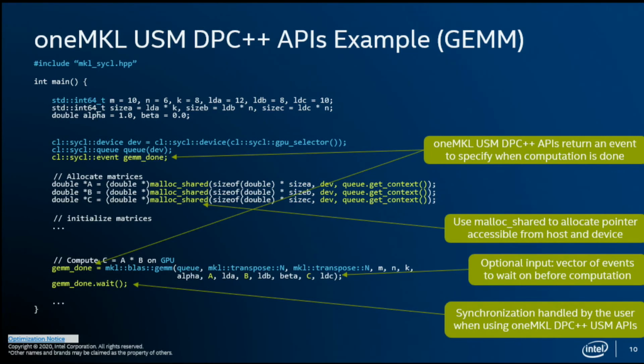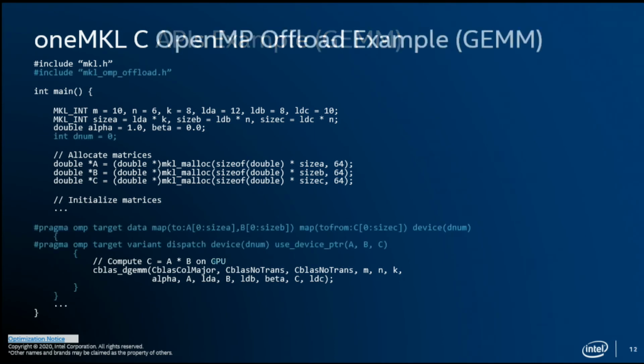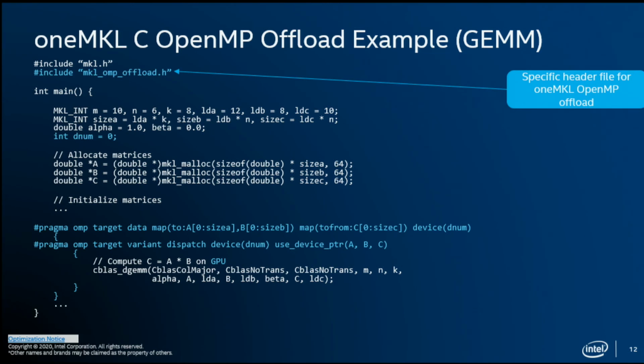So those are examples of the data parallel C++ APIs, and now we can look at the OpenMP offload example. So starting again from our C API, we just have a few changes here to enable the OpenMP offload, shown in blue. So first we have a specific header file that you include to enable the OpenMP offload to occur, MKL OMP offload.h.